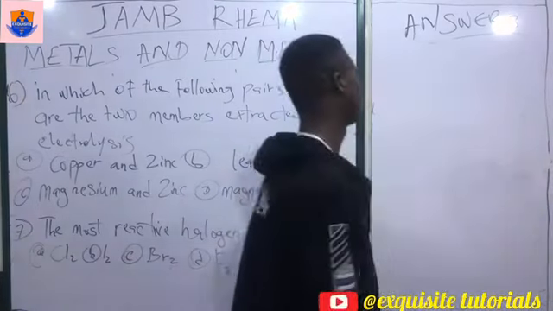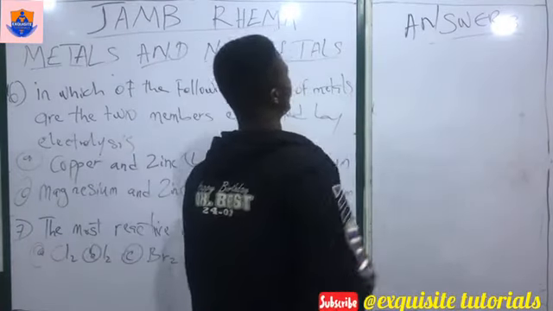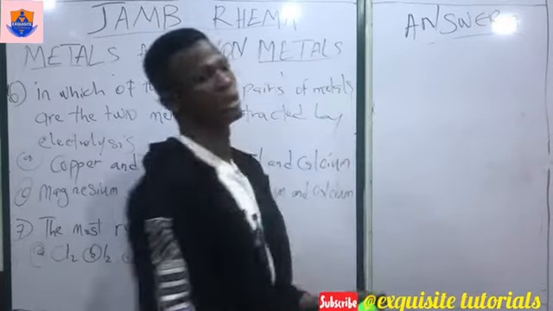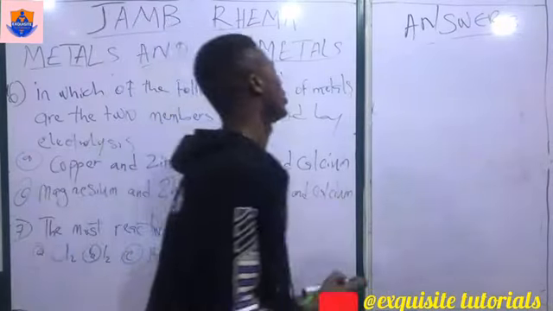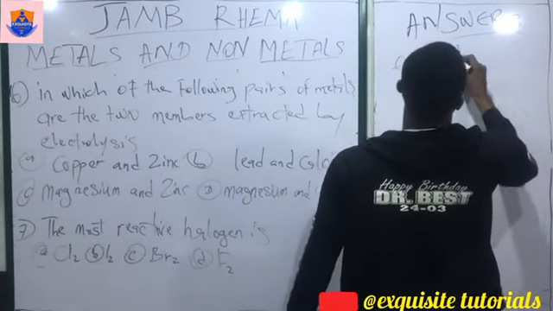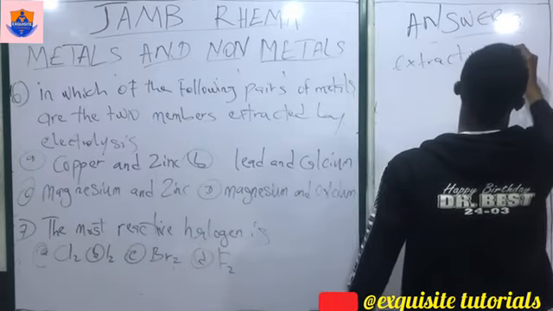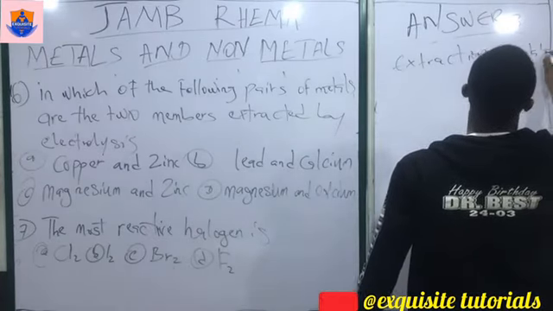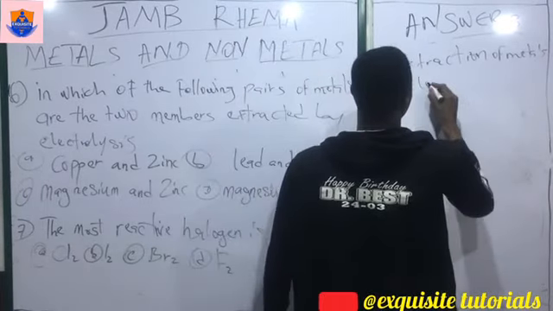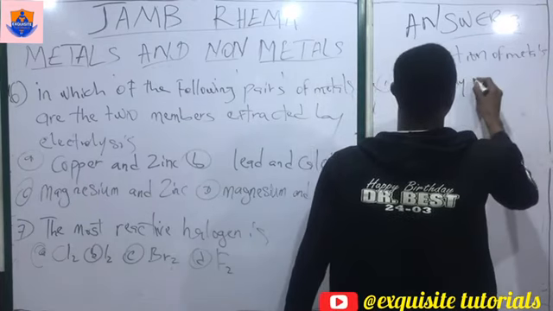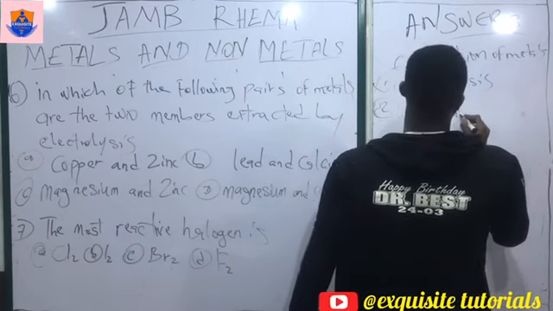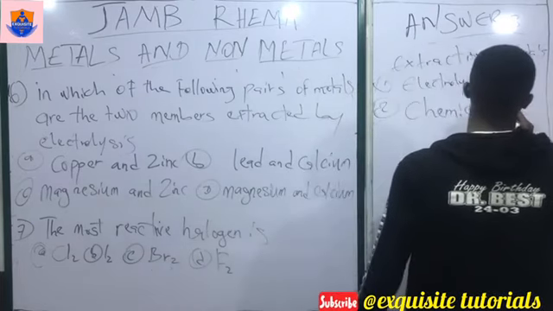Now this is what they were talking about. We have two major ways of extraction of metals. One of the major ways of extraction of metal is electrolysis. Number two is chemical reduction.